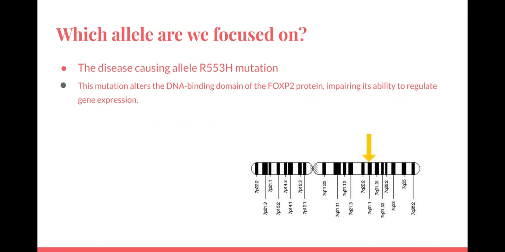So why does that matter? Because this change interferes with the protein's ability to bind to DNA correctly. When that happens, the gene can't control other genes properly, which throws off normal brain development, especially in the speech and language centers. This mutation is most closely associated with a condition known as developmental verbal dyspraxia, or DVD.